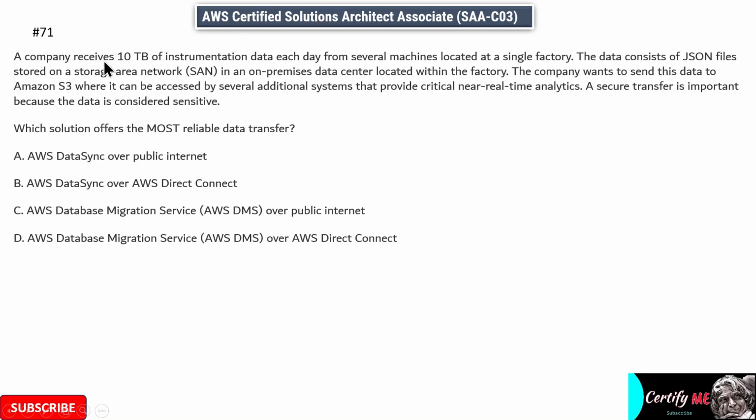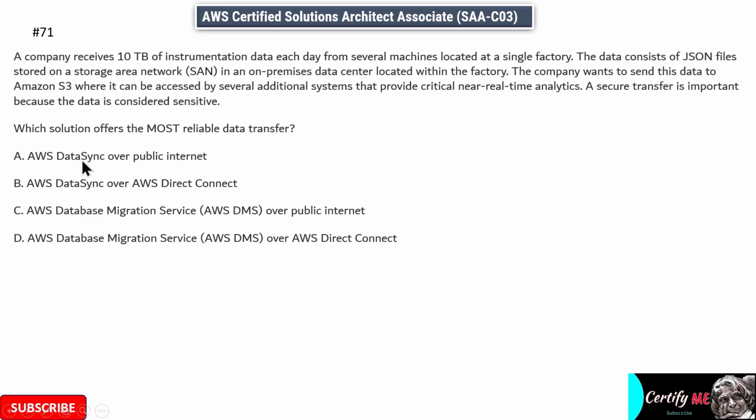A company receives 10 TB of instrumentation data each day from several machines located at a single factory. The data consists of JSON files stored on a storage area network in an on-premises data center located within the factory. The company wants to send this data to Amazon S3 where it can be accessed by several additional systems that provide critical near real-time analytics. A secure transfer is important because the data is considered sensitive. Which solution offers the most reliable data transfer?